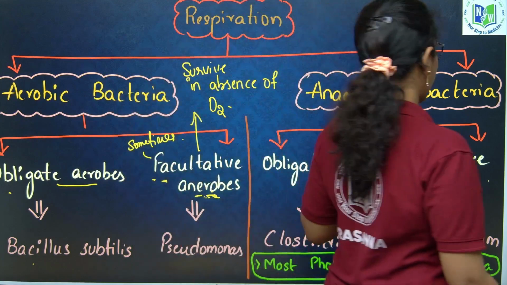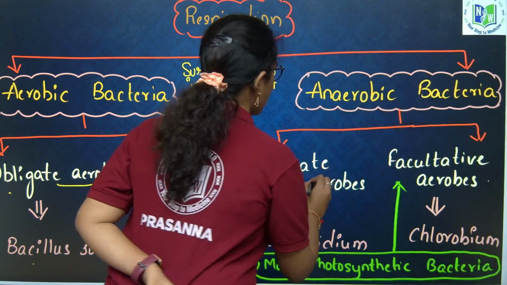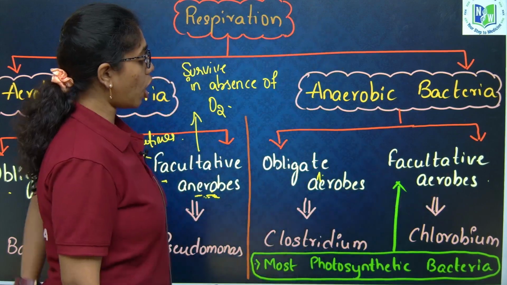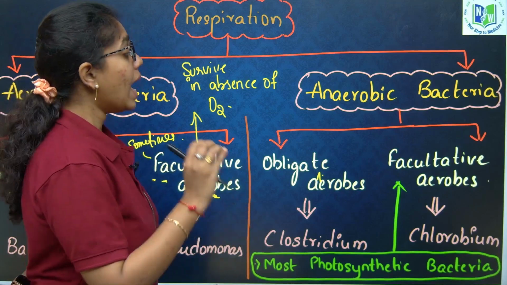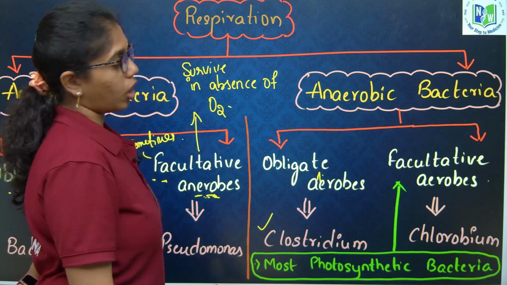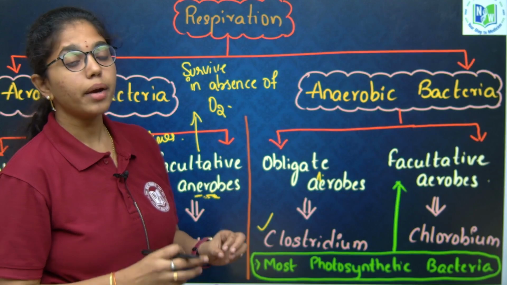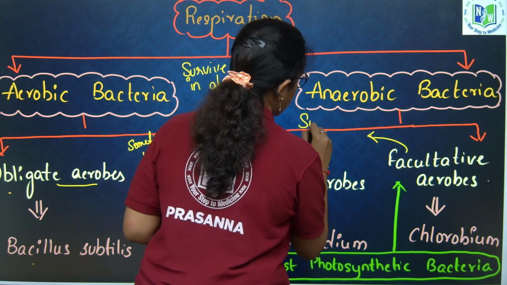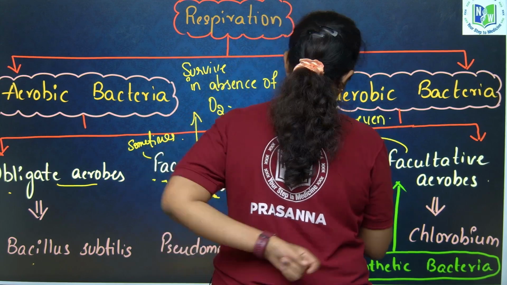Coming to anaerobic bacteria, it is obligate anaerobes and facultative aerobes. Obligate anaerobes means 100% it requires anaerobic conditions only to conduct the respiration, for example, Clostridium. Facultative aerobes, most of the time it is anaerobic, but it can survive even in the presence of oxygen.